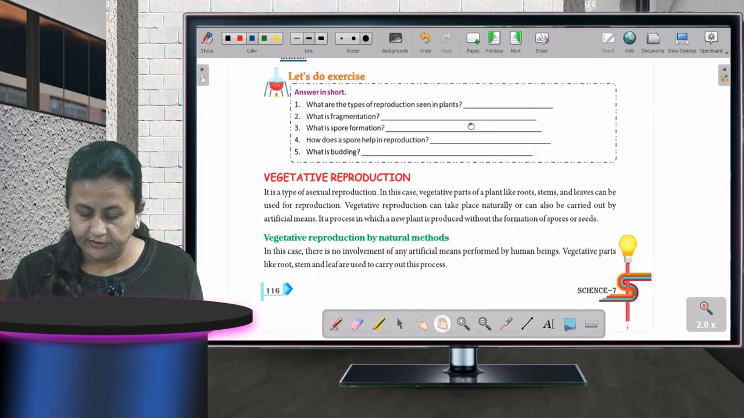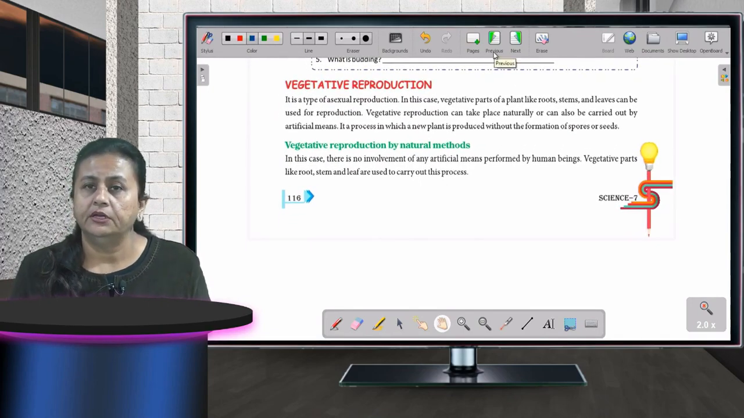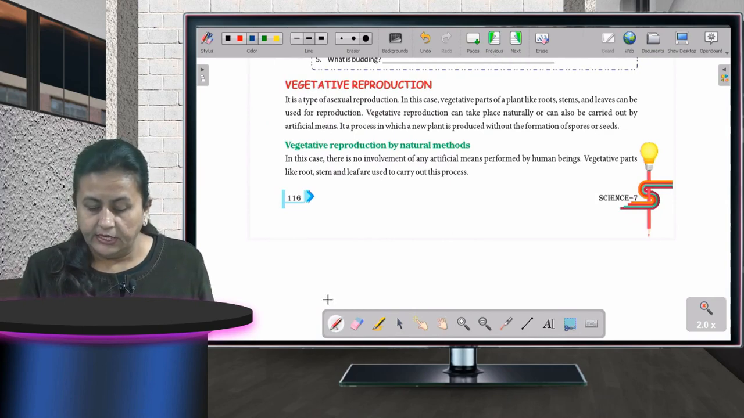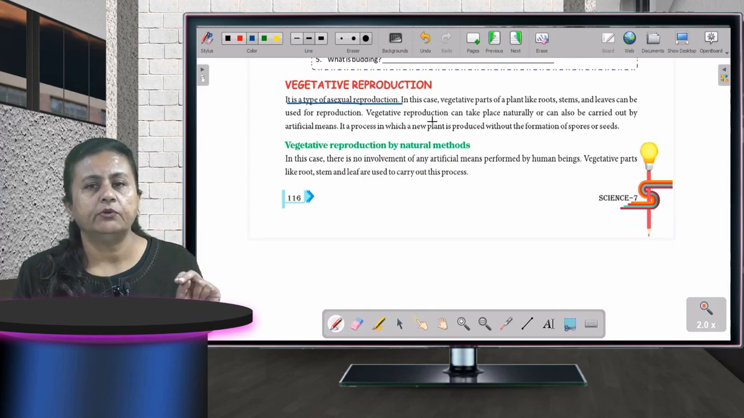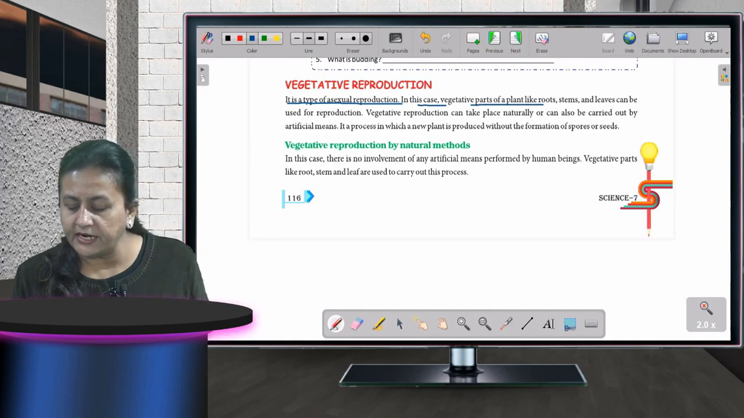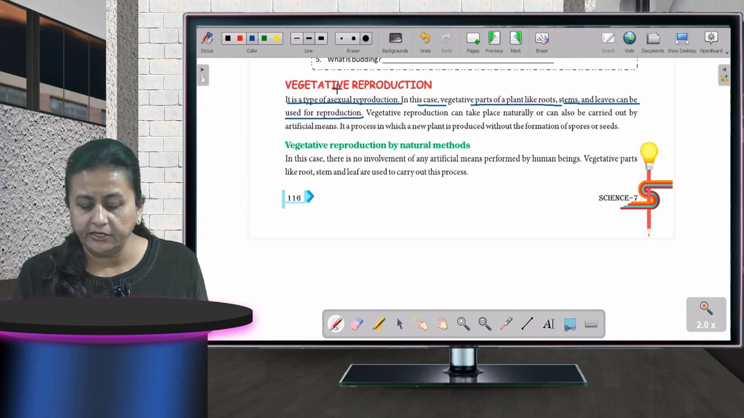I think this is clear to you all. Now you can see on your screens vegetative reproduction. This is a type of asexual reproduction, which means no two parents are required, only one single parent can have this. In this case, vegetative parts of a plant like roots, stems and leaves can be used for reproduction. Which are the vegetative parts? Leaves, I told you about roots, I told you about stems. From these three parts, vegetative reproduction can be done.